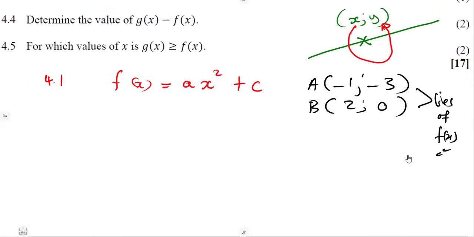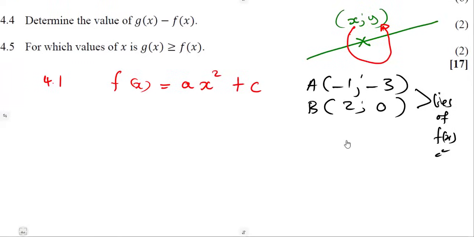Just to say a point lies on a function, guys. It means if I take the value of x, remember a point is made of x and y, if I take the x and put it here, I must get the y, which is our f of x. Remember, if we write this, it means y is equal to ax squared plus c.